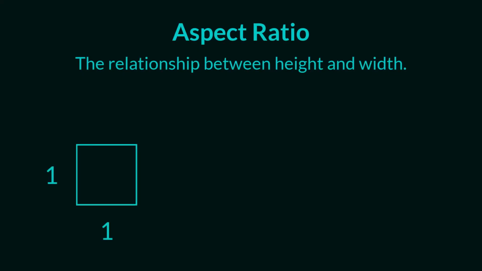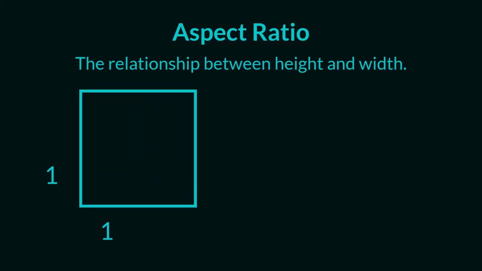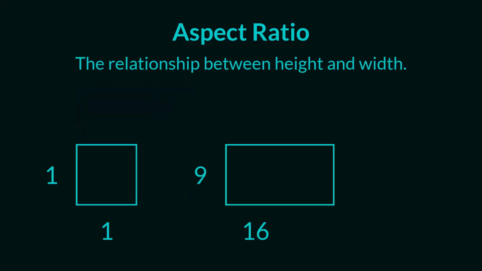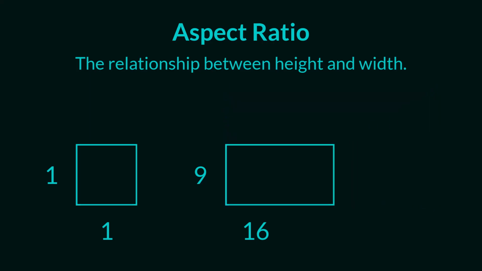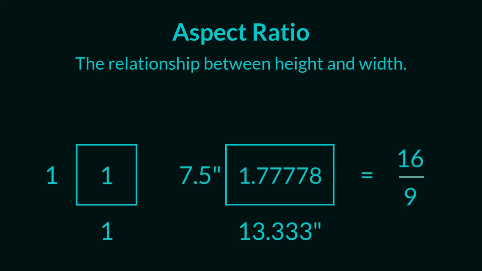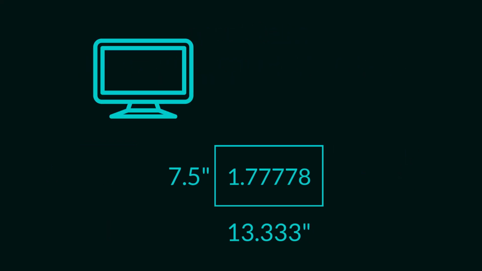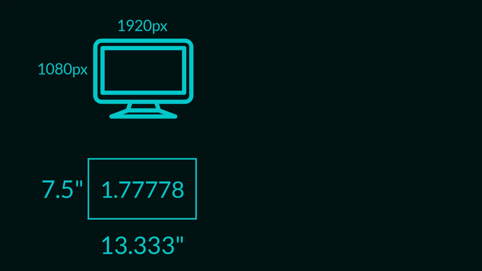So a perfect square has an aspect ratio of 1:1, because no matter what size it is, the height and width are the same. A rectangle like your slide has an aspect ratio of 16:9 because whether it's on your screen or projected big on a wall, it's 16 units wide by 9 units high, or in this case, 13.3333 inches by 7.5 inches. If you divide both of those, you should get the same ratio of 1.77778, roughly, with some rounding. Your monitor is probably something like 1920 by 1080.